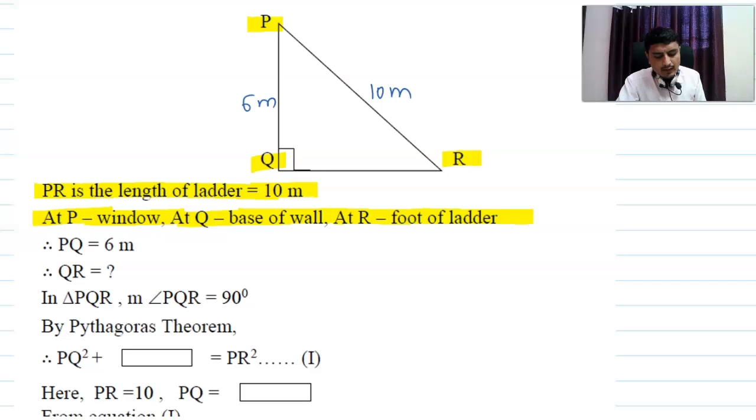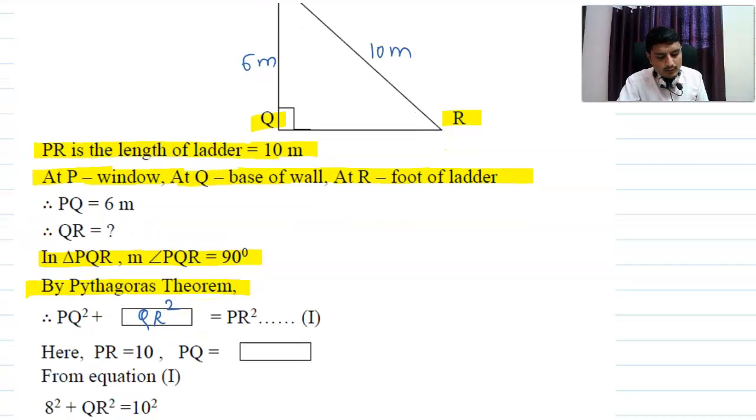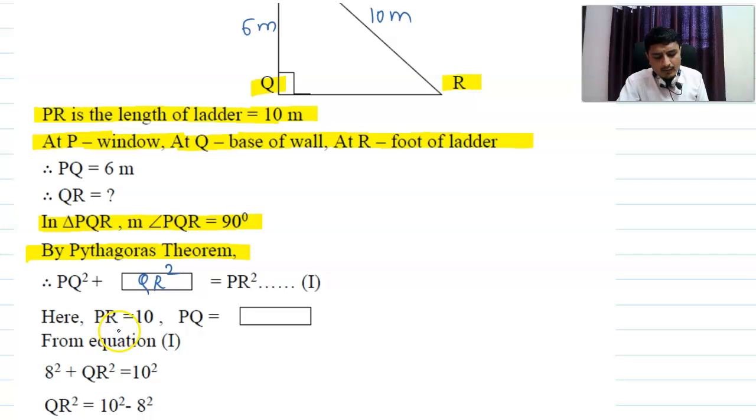To evaluate the value of QR, we have triangle PQR, where the measure of angle PQR equals 90 degrees. So by using the Pythagoras theorem for the given right angle triangle PQR, we have PQ square plus QR square equals PR square. Let's try to replace them by their values.